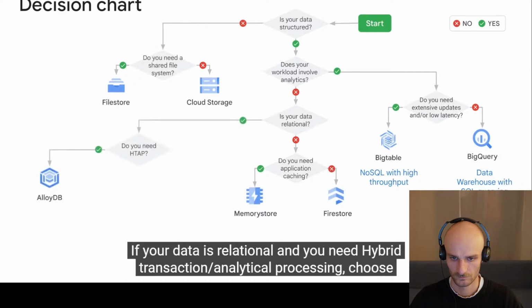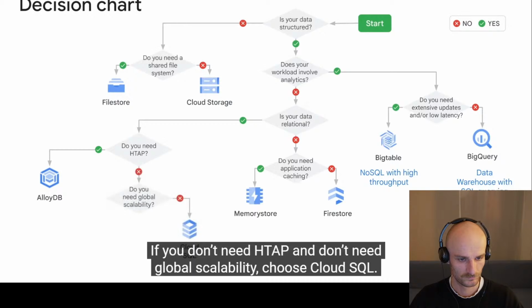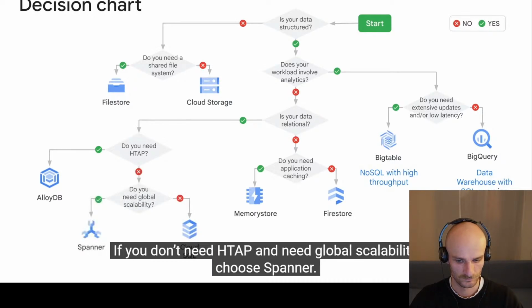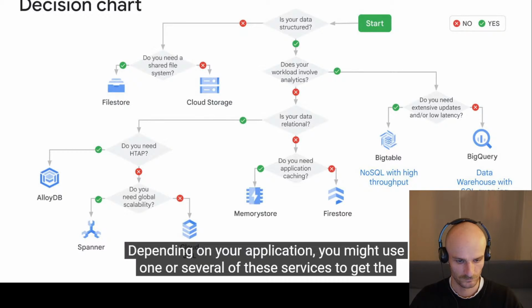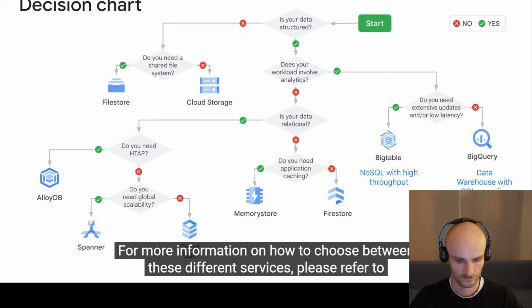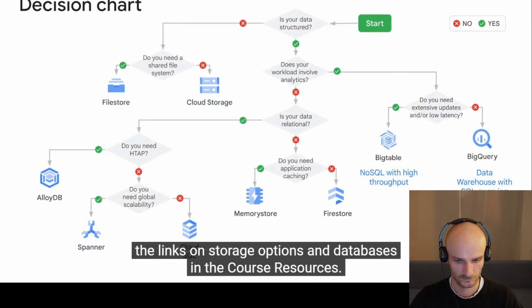If your data is relational and you need hybrid transactional analytical processing, choose AlloyDB. If you don't need HTAP and don't need global scalability, choose Cloud SQL. If you don't need HTAP and need global scalability, choose Spanner. Depending on your application, you might use one or several of these services to get the job done. For more information on how to choose between these different services, please refer to the links on storage options and databases in the course resources.